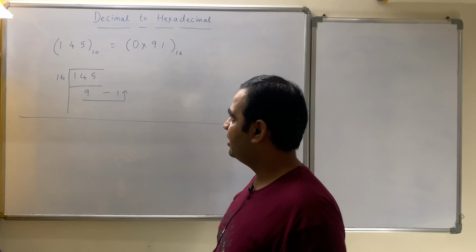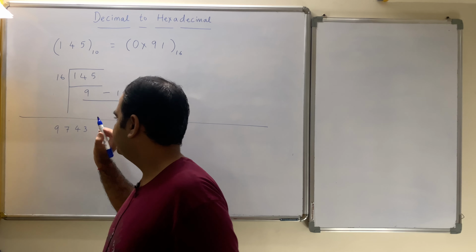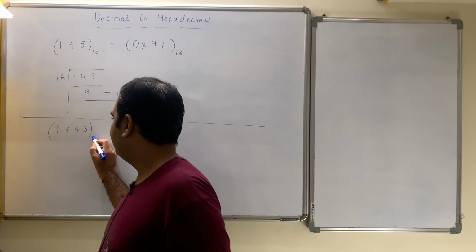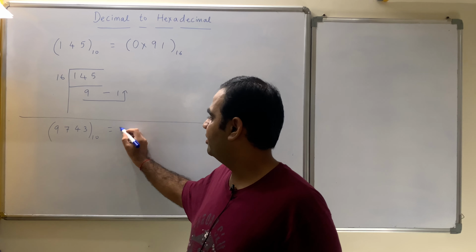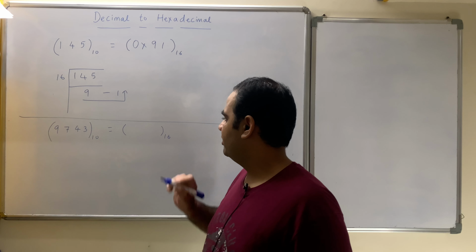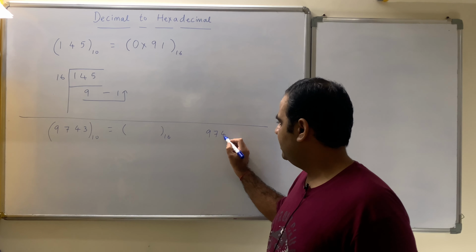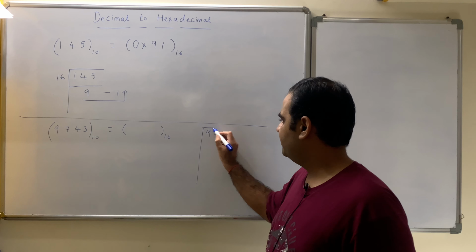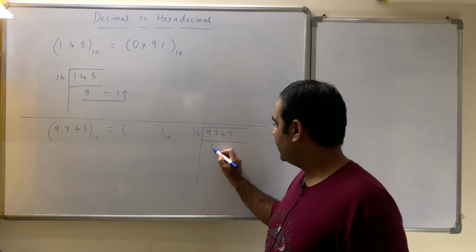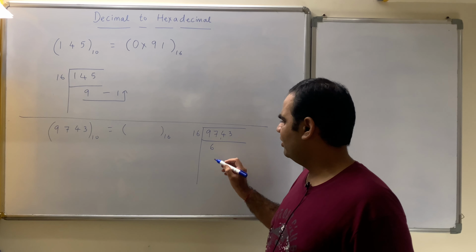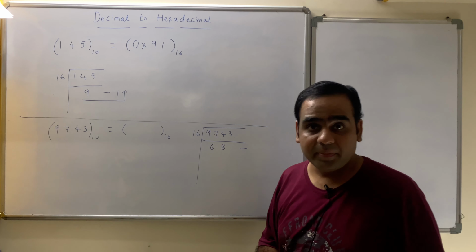Let's take another example. Let's take 9743. Now 9743 in decimal is what number in hexadecimal? We take 9743 and repeatedly divide this number by 16. 16 6 ja 96, 143. 16 8 ja 128 and 15 is the remainder.